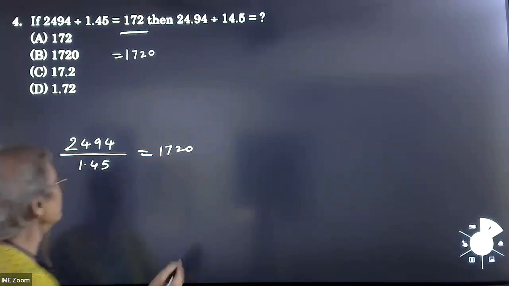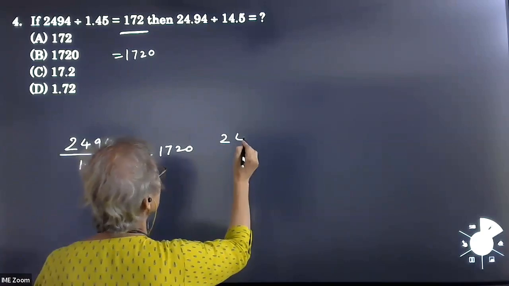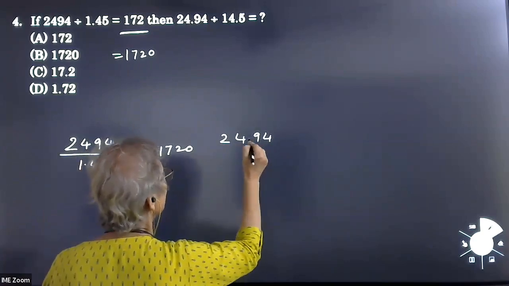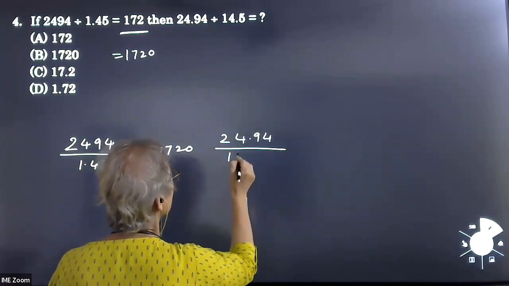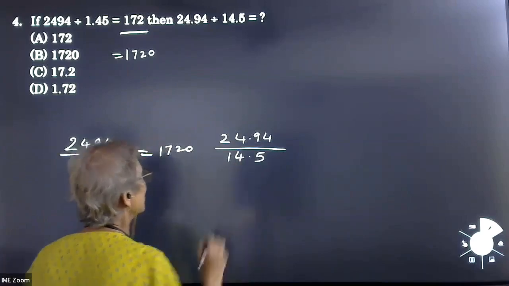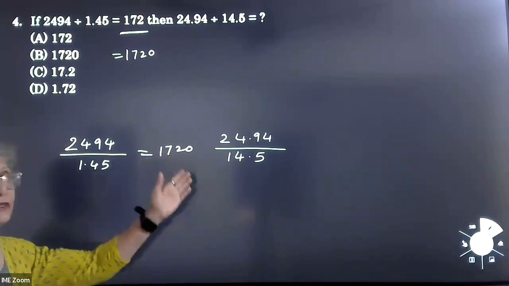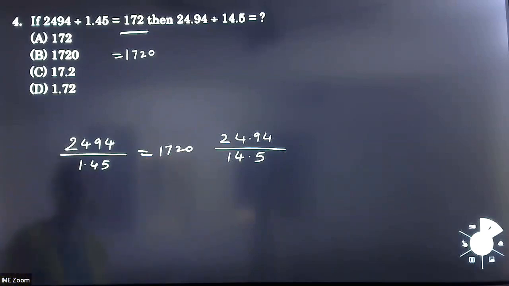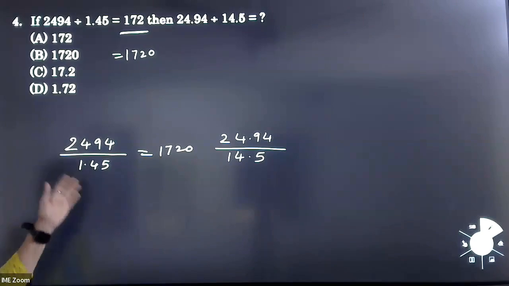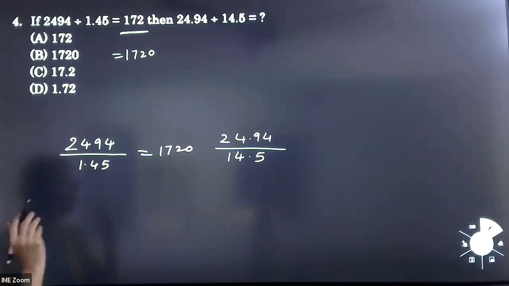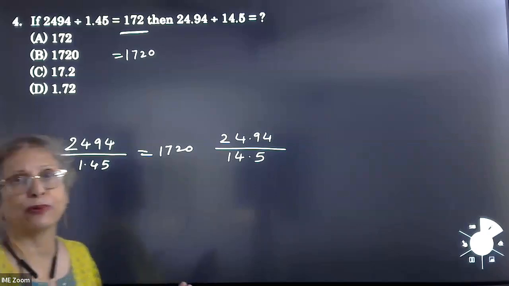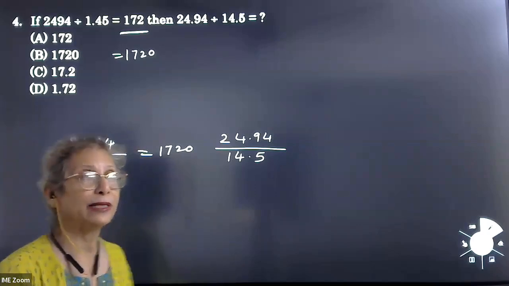Okay, and then what we have to find out is, see, the numbers are same, only the place of decimal point is changed. So the answer also is somewhere here only, the place of decimal point is slightly different, right? So how to do? First of all, in the denominator, remove the decimal point. How can the decimal point be removed?